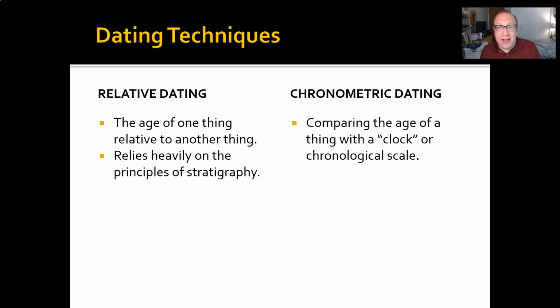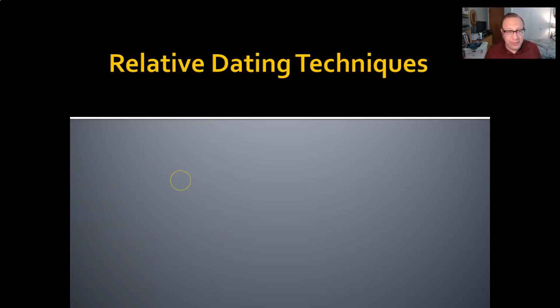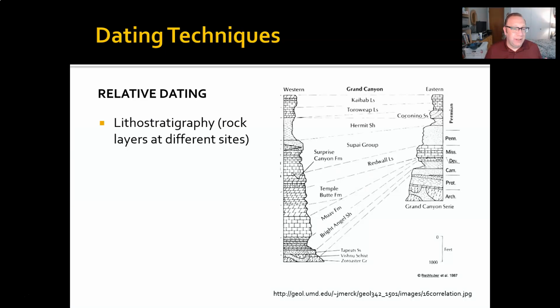Chronometric dating, on the other hand, is using a calendar or a clock to say, it's like counting the rings on a tree, right? Something you know occurs at a consistent pace, and then you look for evidence of it to count how long it's been. Okay, let's talk about relative dating techniques first.